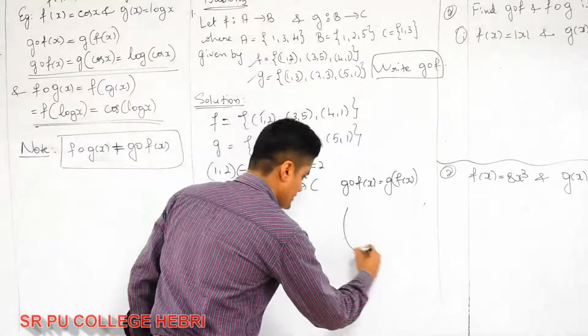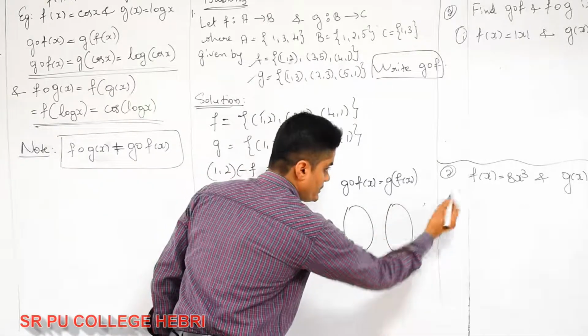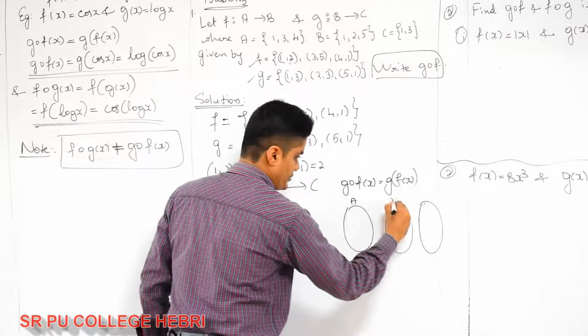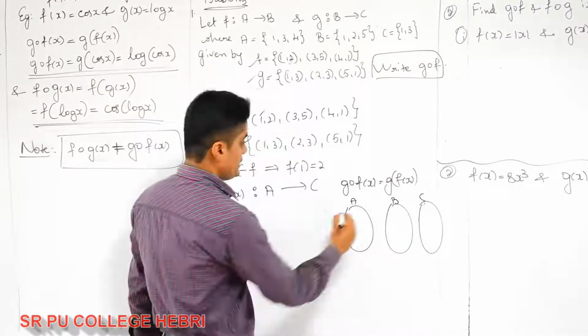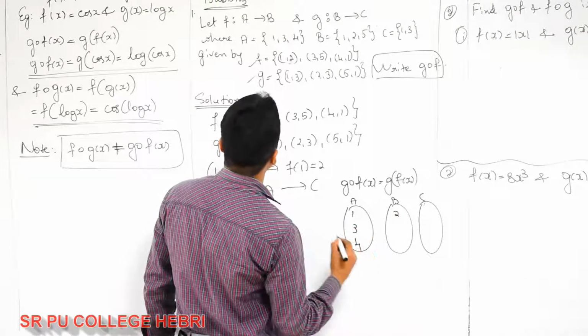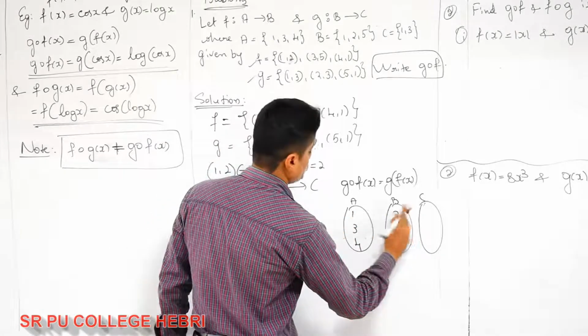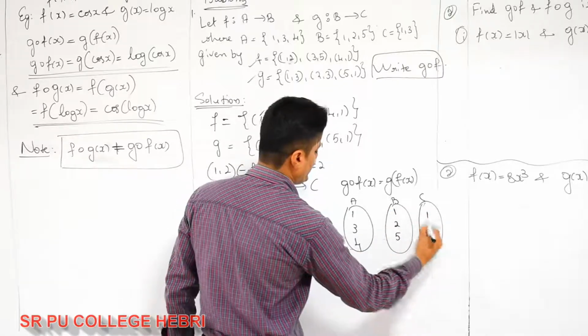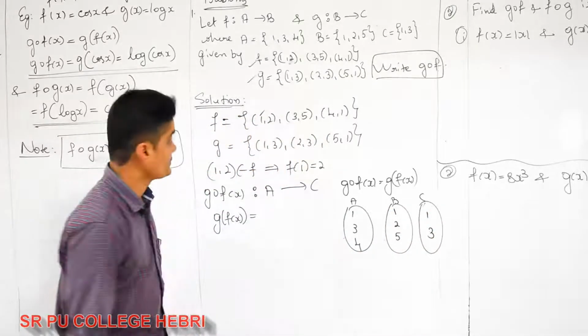Let me write one small diagram again, which will explain the diagram I wrote under the definition. 1 is related to 2. 1, 3, 4 are the elements of the first set. 1, 2, 5 are the elements of the second set. 1 and 3 are the elements of the third set.